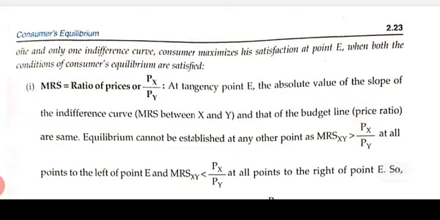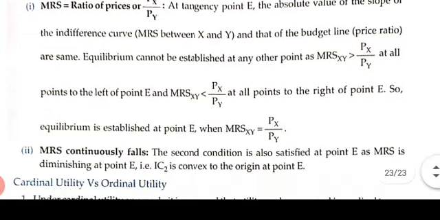Okay, so we will see that MRS equals the ratio of prices PX by PY. At the tangency point E, the absolute value of the slope of the indifference curve, because you know that the slope of the indifference curve is MRS, and that of the budget line is the price ratio PX by PY. So at this point, these two are equal. So equilibrium cannot be restored at any other points where MRS XY is greater than PX by PY, and any point to the left of E, that is MRS XY less than PX by PY. So equilibrium is established at point E when MRS XY equals PX by PY.